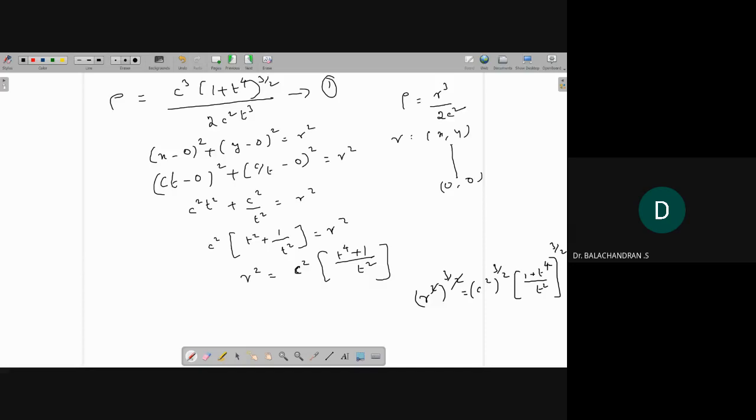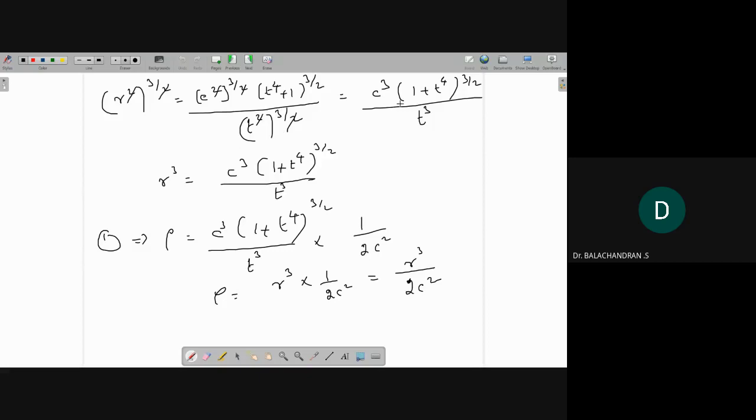So the 2 gets cancelled. So r cube equal to c cube into 1 plus t power 4 by t square whole power 3 by 2. Check it here. So c cube into 1 plus t power 4 whole power 3 by 2 divided by t cube. Okay, now I think the same thing is here. There is nothing new from here to here.